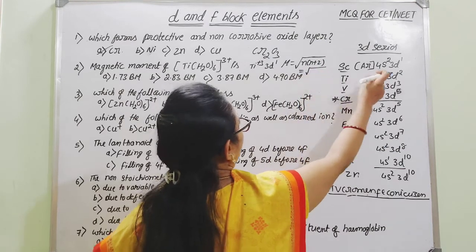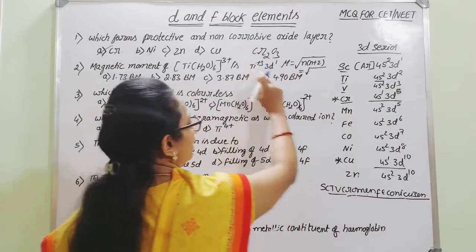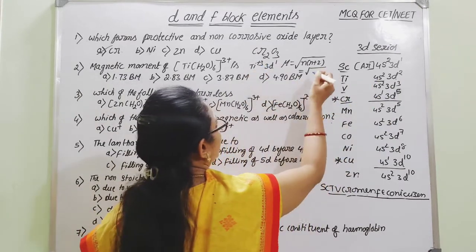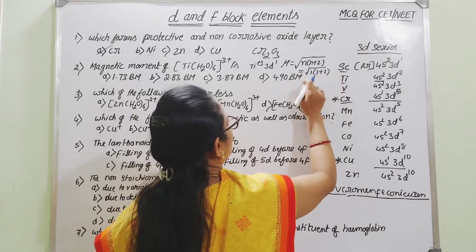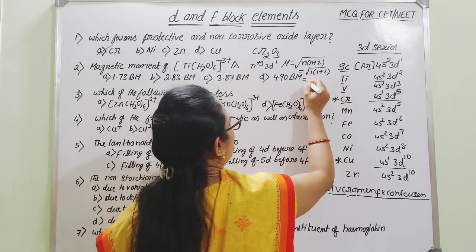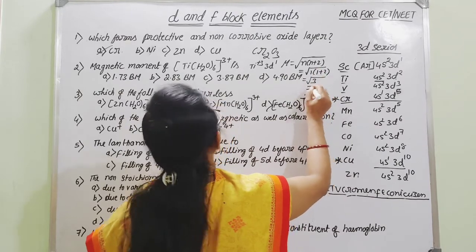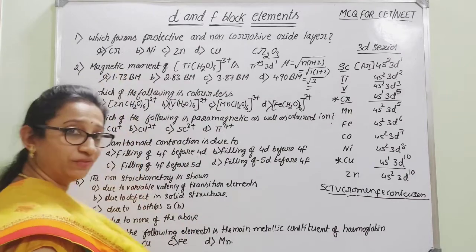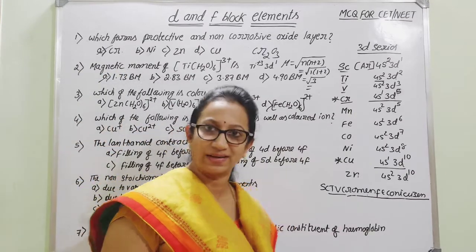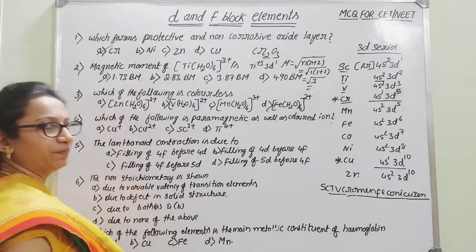What is the number of unpaired electrons present in case of titanium +3? It is having 3d1. Therefore, square root of 1 into 1 plus 2, that is square root of 3. Square root of 3 is nothing but 1.73 Bohr magneton. The unit for magnetic moment is Bohr magneton. Therefore, which is the right option? 1.73 Bohr magneton. Got it?